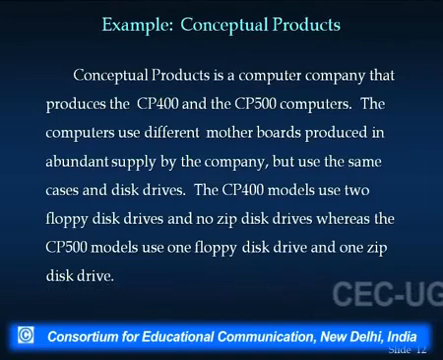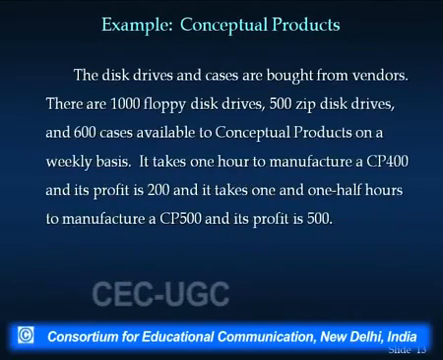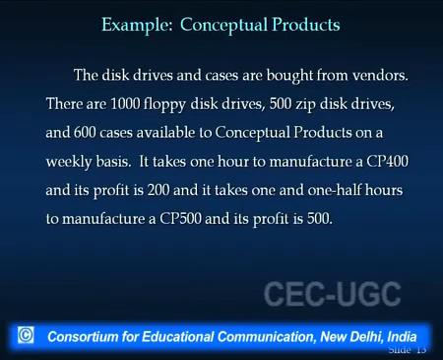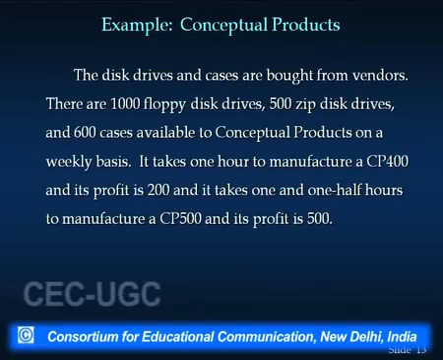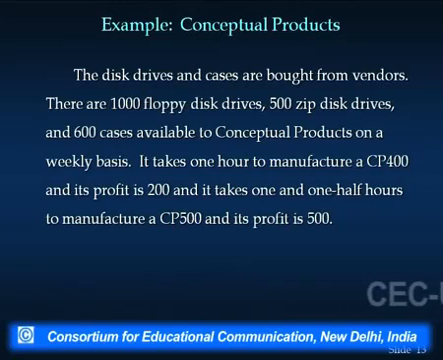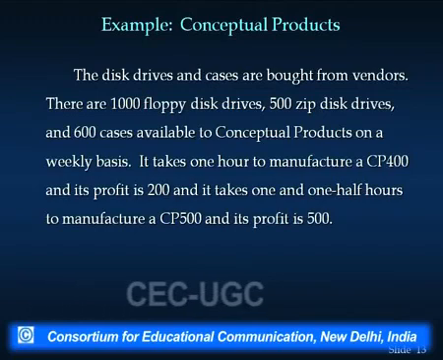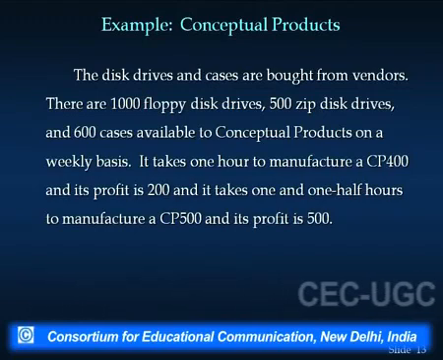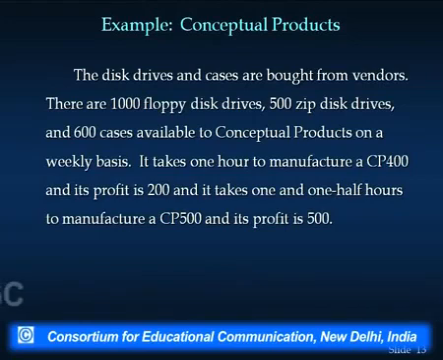Their quantity, etc. is also mentioned in our next slide. The disk drives and cases are bought from vendors. There are 1000 floppy disk drives, 500 zip disk drives and 600 cases available to the conceptual products on a weekly basis. It takes 1 hour to manufacture a CP400 and its profit is 200, and it takes 1 and 1/2 hours to manufacture a CP500 and its profit is 500.